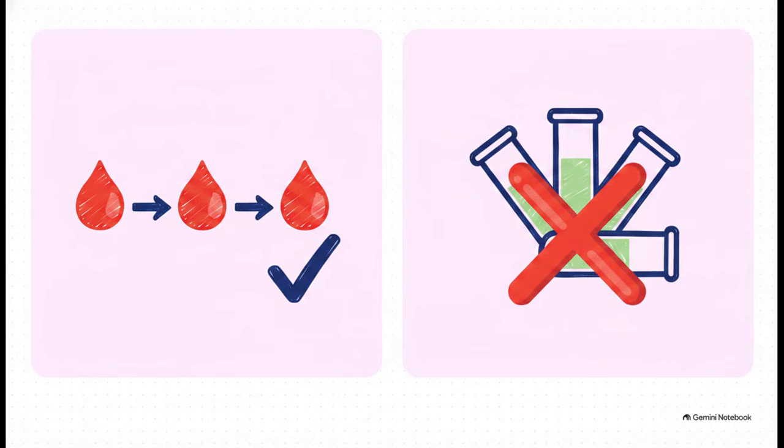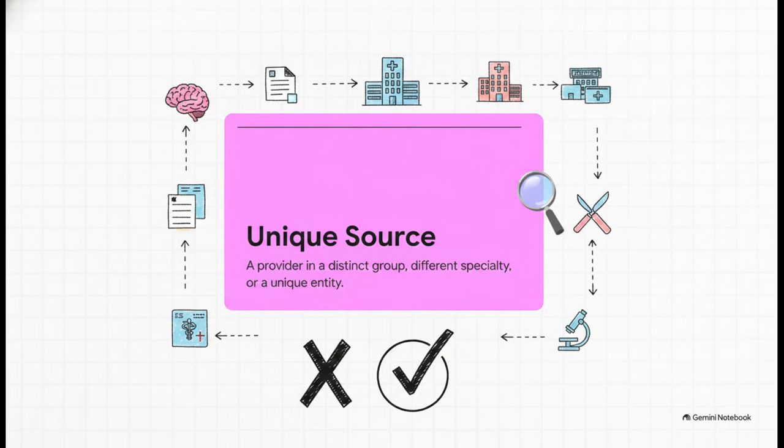Don't fall for it. So, what about a unique source? When your provider is reviewing prior external notes, a unique source has to be an external provider from a distinct group practice or a completely different specialty or subspecialty or a unique healthcare facility.